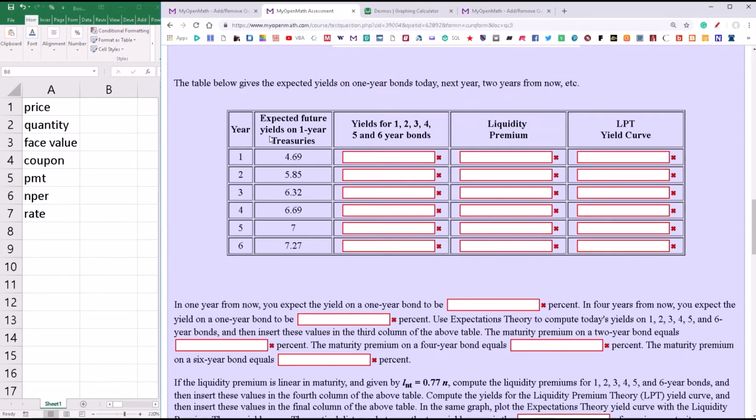All right. So now we're going to look at two theories. We have expectations theory, which is in this column. And then we have liquidity preference theory, which is in this column. And it just enhances expectations theory with what's called the liquidity premium.